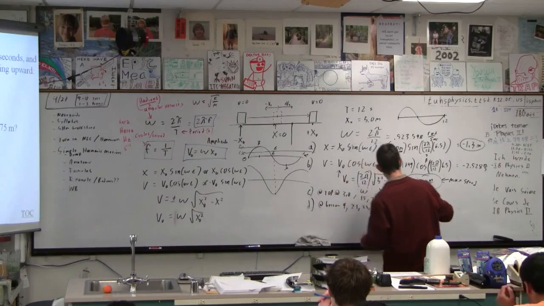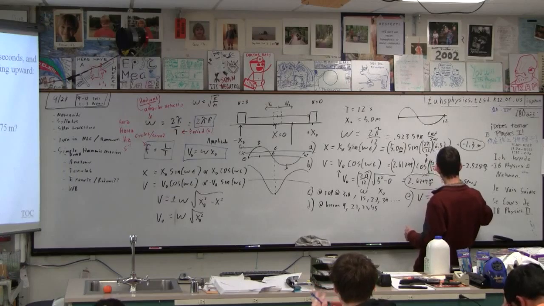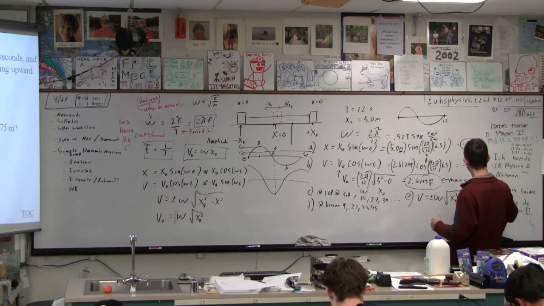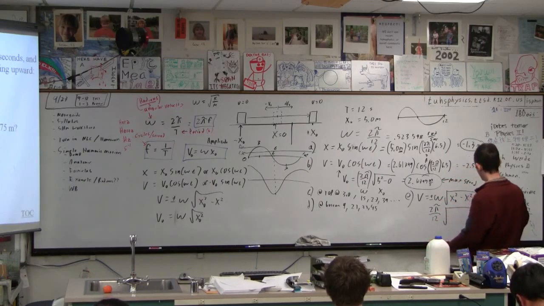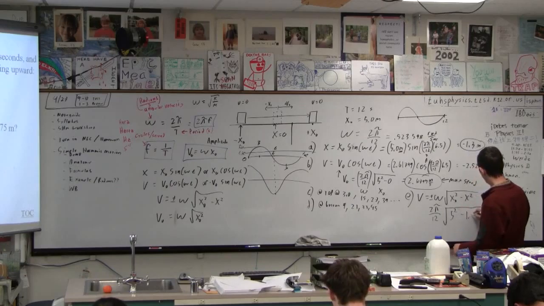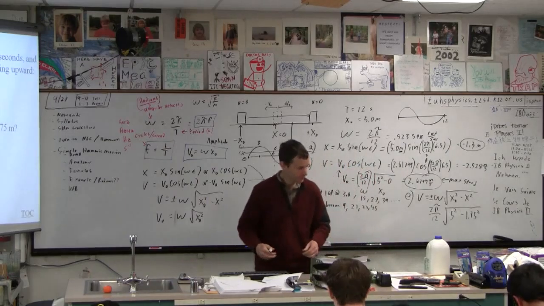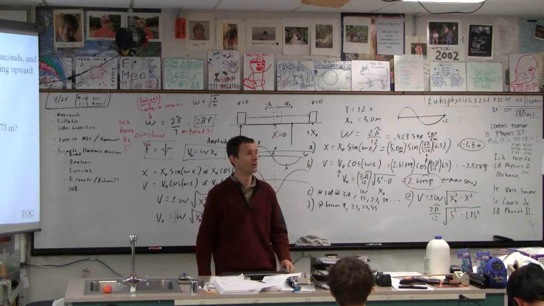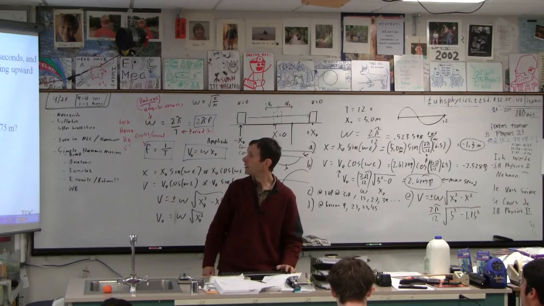And so I'm going to use, for E, V equals plus or minus omega times the square root of x naught squared minus x squared, right? And so omega is 2 pi over 12, times the square root of 5 squared minus 1.75 squared. Can I subtract those first and then square them? Yeah, if you want the math police knocking on your door and dragging you out in the middle of the night and beating you up, yeah.